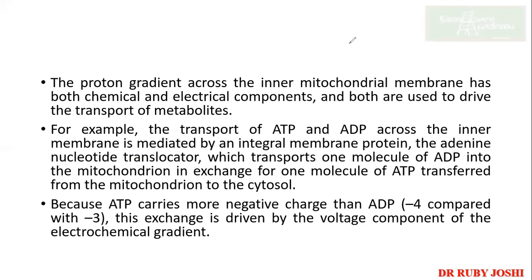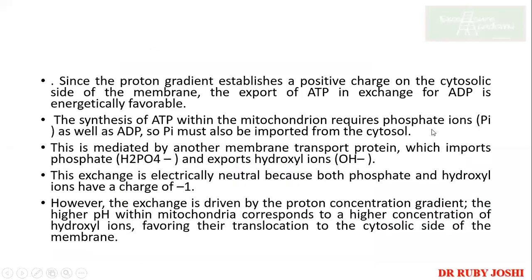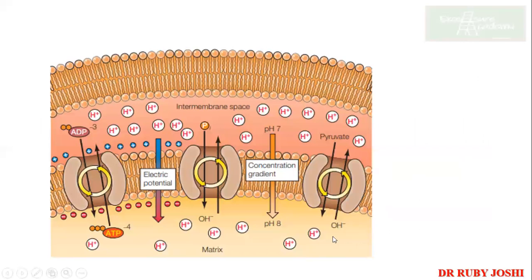Okay, is this part clear? We can go back to the figure. Look at the figure, how this is helping. Is there any doubt in this topic? Same thing as what we have discussed now. This proton gradient will help in the exchange of your ATP and ADP. Similarly, we have the phosphate along with the OH-. Same way for pyruvate, which is getting exchanged with OH-.